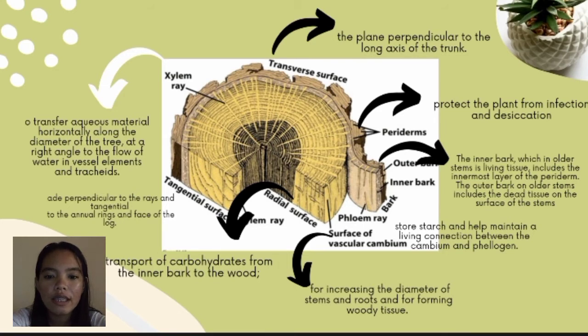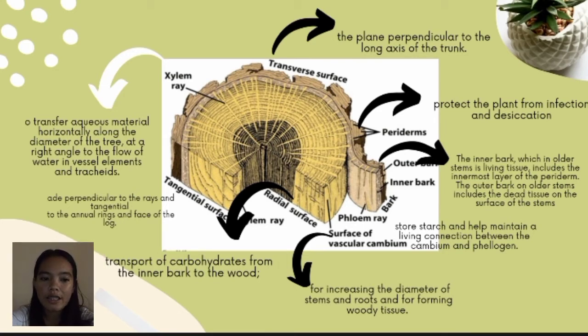So as you can see, the radial surface transports carbohydrates from the inner bark to the wood. The phloem ray stores starch and helps maintain a living connection between the cambium and phloem. The inner bark, which in older stems is living tissue, includes the innermost layer of the periderm. The outer bark, in an older stem, includes the dead tissues on the surface of the stem and the periderm that protects the plant from infection and disease.